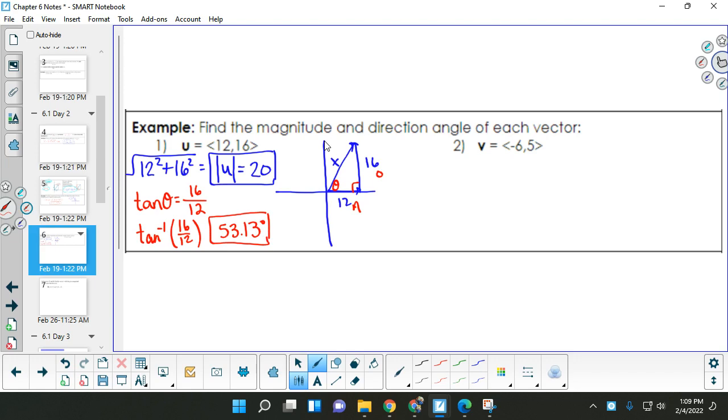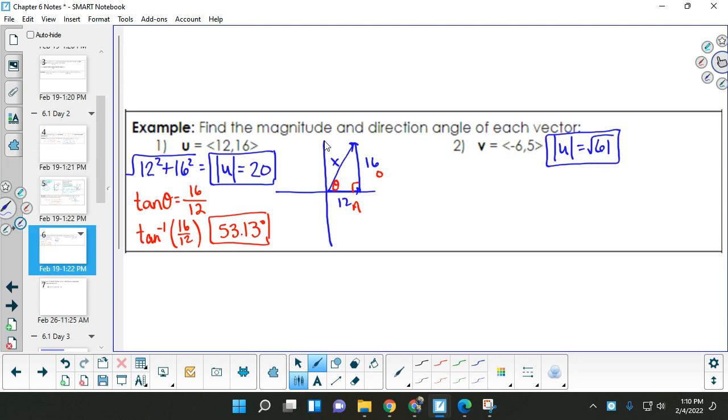Okay, so take a second. For the second one, start by finding your magnitude. Once you find your magnitude, you should have had a magnitude of the square root of 61. And again, I'm going to have you just leave it in radical form here.